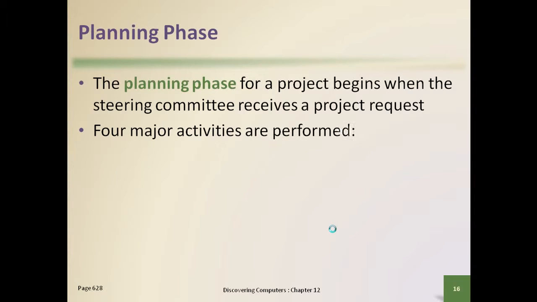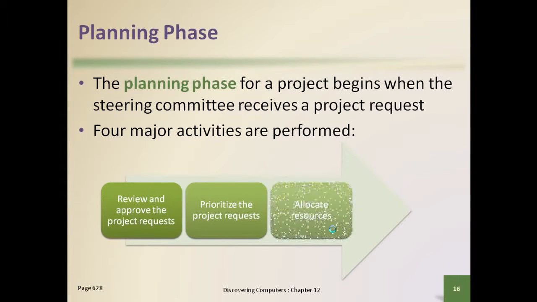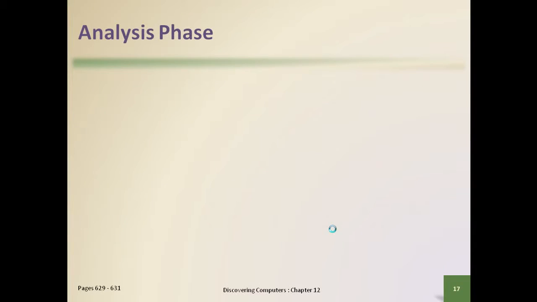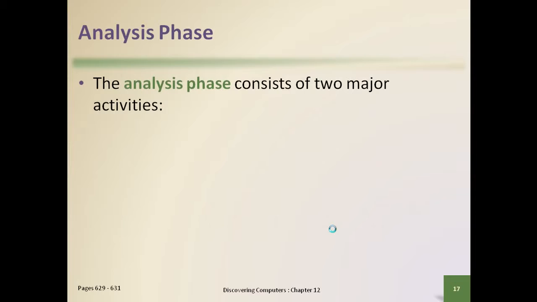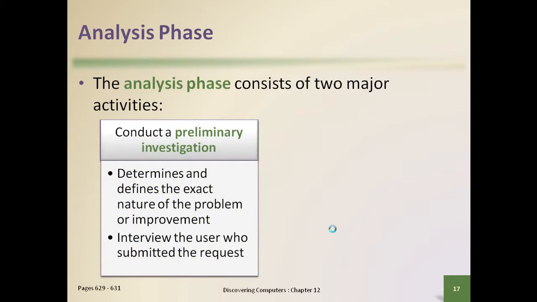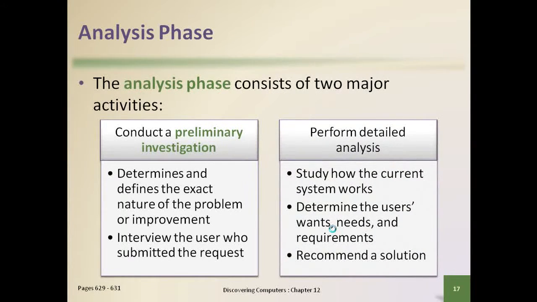Planning phase. The planning phase for a project begins when the steering committee receives a project request. Four major activities are performed: review and approve the project request, prioritize the project request, allocate resources, form a project development team. The analysis phase consists of two major activities: conduct a preliminary investigation, and perform detailed analysis.